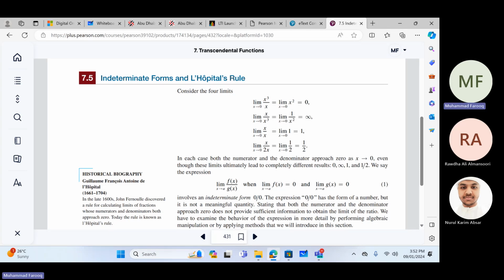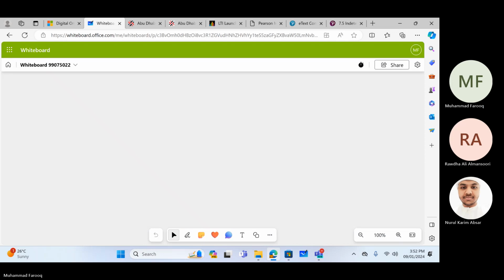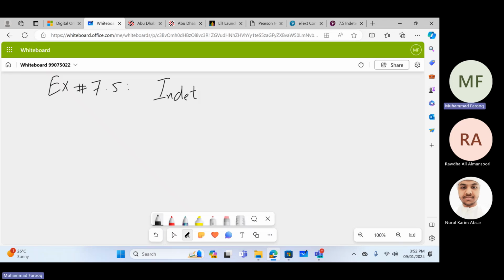So now we have 7.5, which is indeterminate forms. Indeterminate forms means we cannot determine. And the procedure which we use here is called L'Hopital's rule.